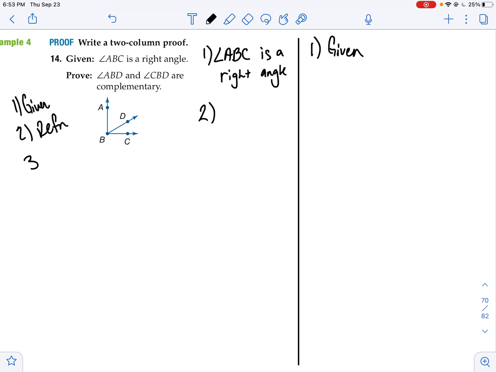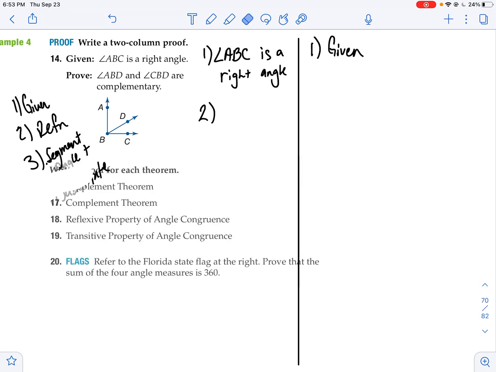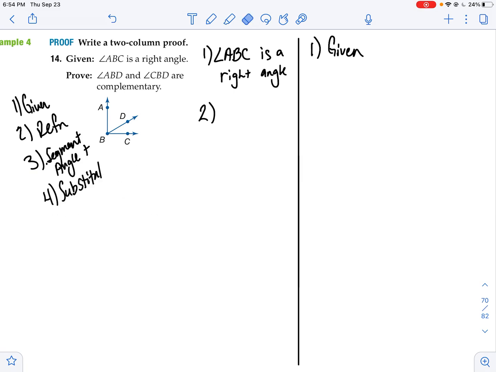Then we do definitions. Then we do segment or angle addition postulates. Then we substitute. And of course, if you can't do one step, you can always skip it, depending on the problem. Some of these you won't be able to do.